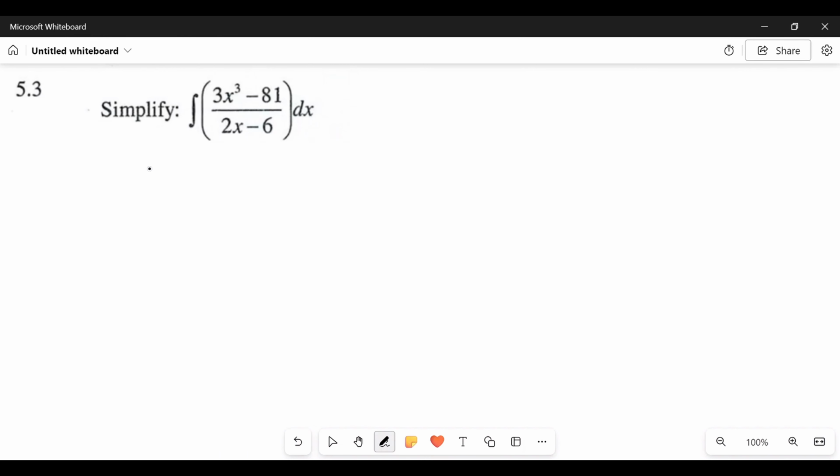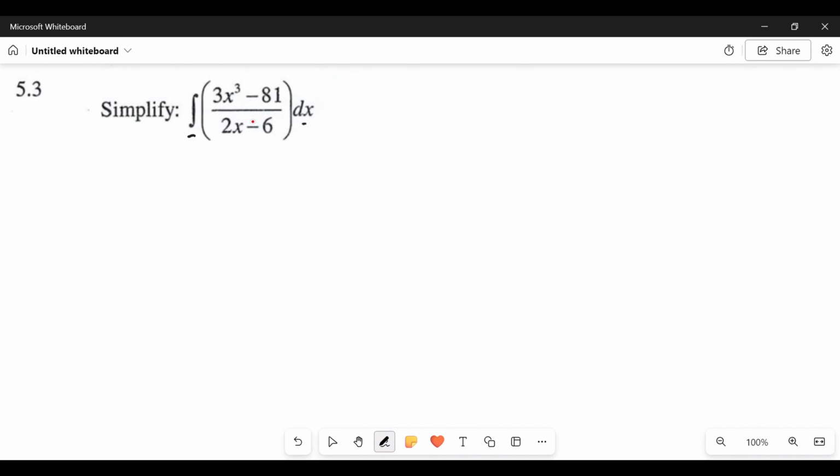Now, 5.3, they want us to simplify this here. Now, as you can see, we're still integrating because we still have a sigma here, and also we have dx there. So we are integrating with respect to x. But before we integrate here, we need to simplify first.